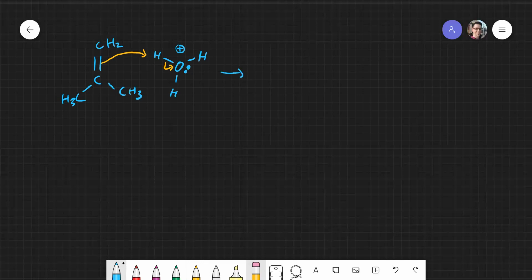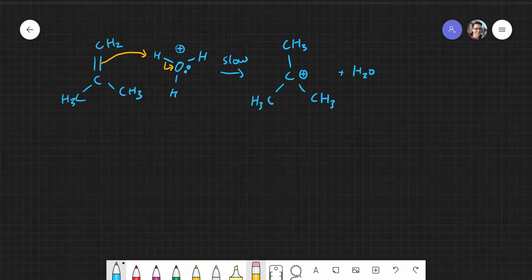So this is going to be a slow step because it involves the formation of a carbocation. Carbocations are not very stable, so this reaction is energetically unfavorable because it involves the creation of a high energy intermediate, this carbocation. The other product here is just water. Okay, so here's our intermediate.